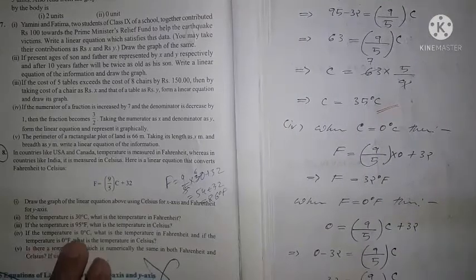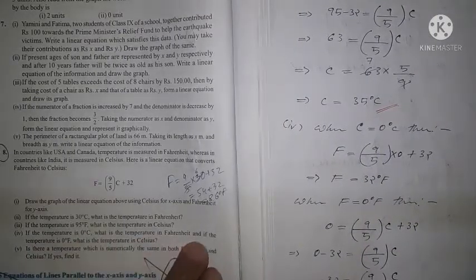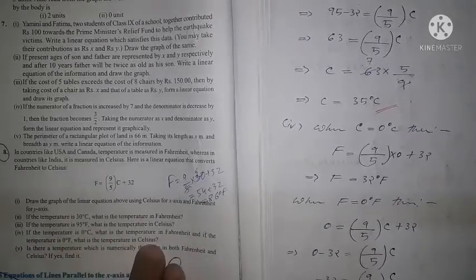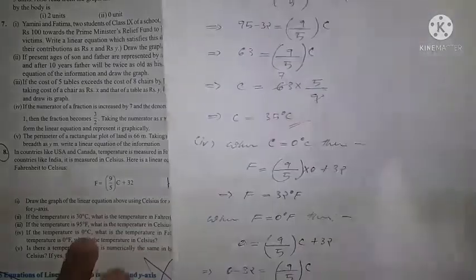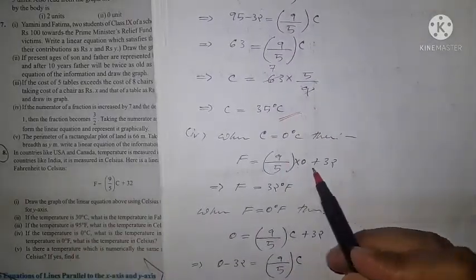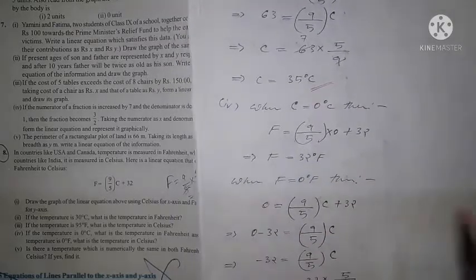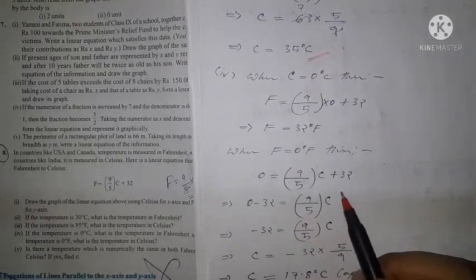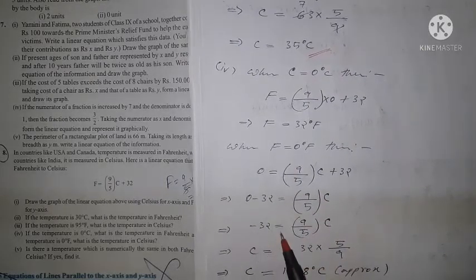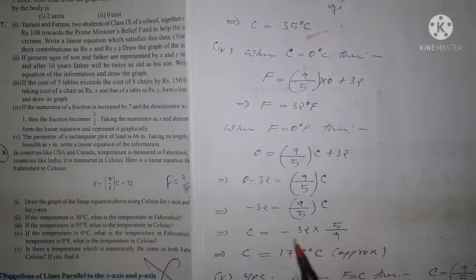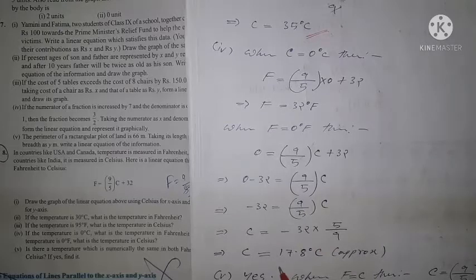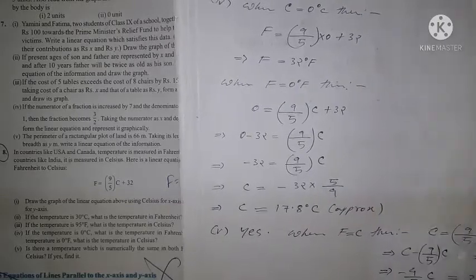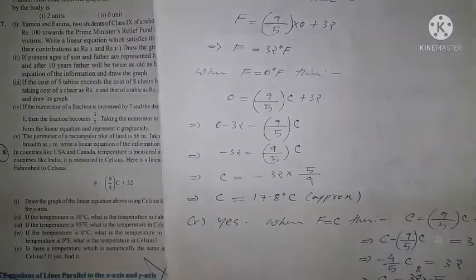Question number 4: if the temperature is 0 degrees Celsius, what is the temperature in Fahrenheit? And if the temperature is 0 degrees Fahrenheit, what is the temperature in Celsius? If the temperature is 0 degrees Celsius, we put the value of C as 0, so only 32 remains. If the value of F is 0 degrees Fahrenheit, then in Celsius, this 32 goes to the other side, it becomes minus 32. So the value of C will be minus 32 into 5/9, which equals approximately minus 17.8 degrees centigrade.